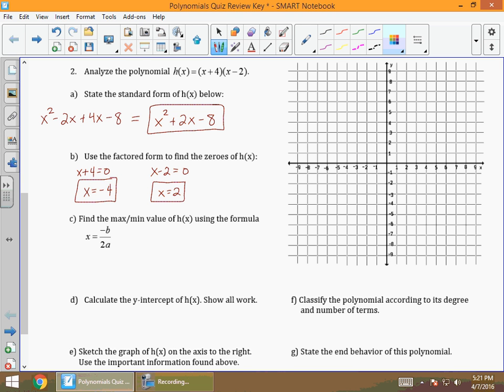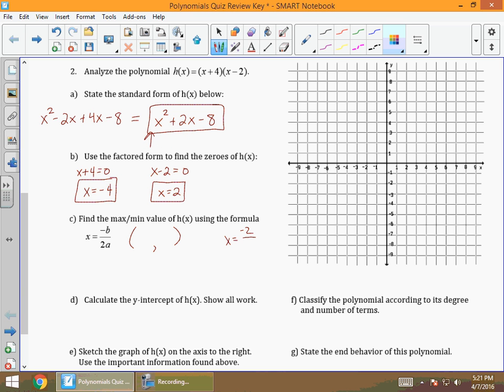Part C says find the maximum or minimum value of h of x using the formula x equals the opposite of b over 2a. Now this is only going to find, I need to find a maximum point. So I want you to understand I'm trying to find the coordinates of a point here, an x and a y. Now I have an equation to find x. And the x value is found by doing the opposite of b. Well, if we look back up here, right here is b. b is 2. So the opposite of b is going to be negative 2. And I'm going to divide that by 2a.